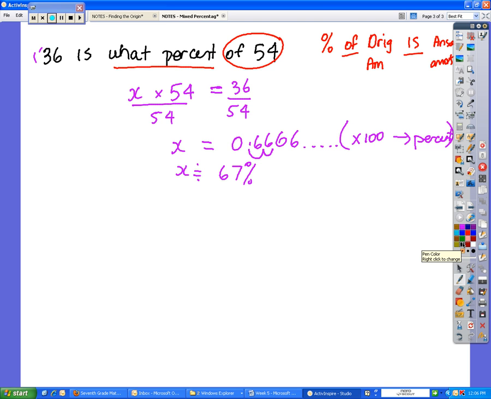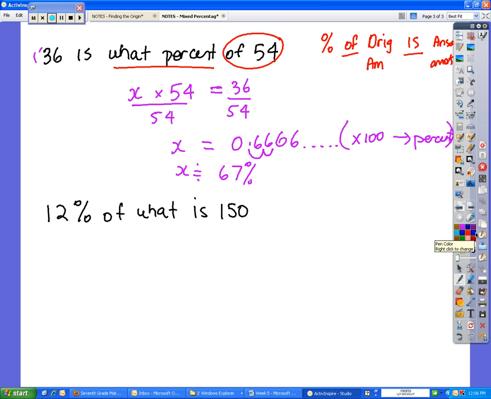Okay, let's have a go at another one. So once again, have a go, pause the video, and then come and check how it's going. All right, let's try this one. 12% of what is 150? All right, guys, pause the video, have a go, come back to it.